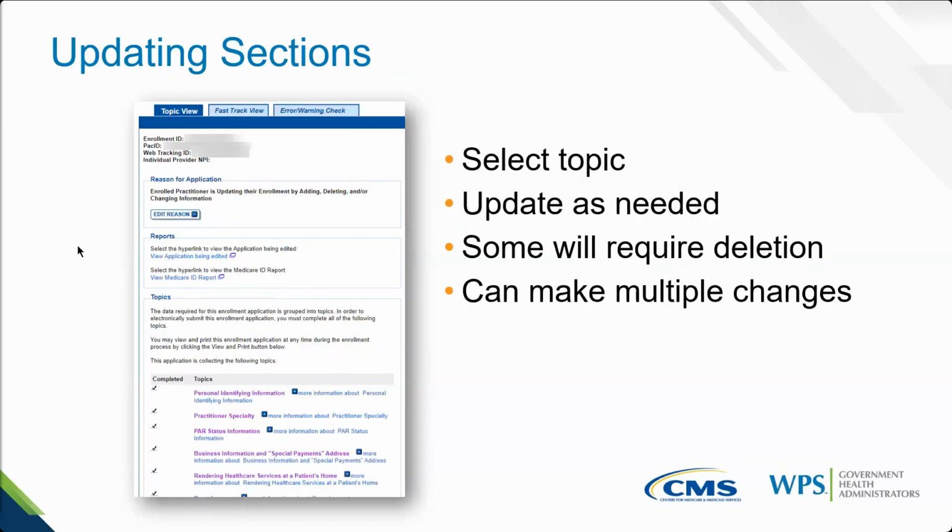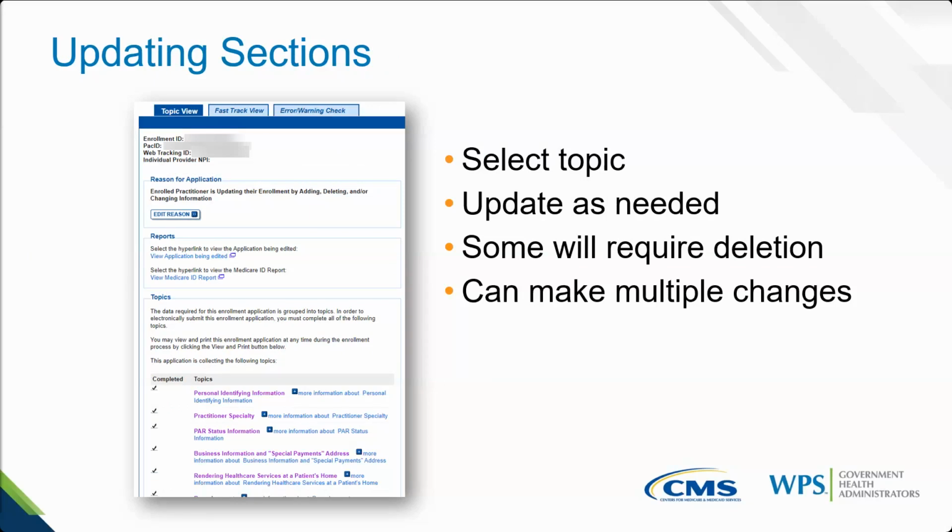Once you hit the start application, you will come to the topics view. So with the paper application, it tells you exactly which sections you need to complete, and you only need to complete those sections. With PECOS, because this information is largely going to be there, it's going to take you to the topics, and they're all completed. However, it's going to allow you to go into the sections that need to be changed and allow you to make those changes. For the most part, you're going to be able to just change information.